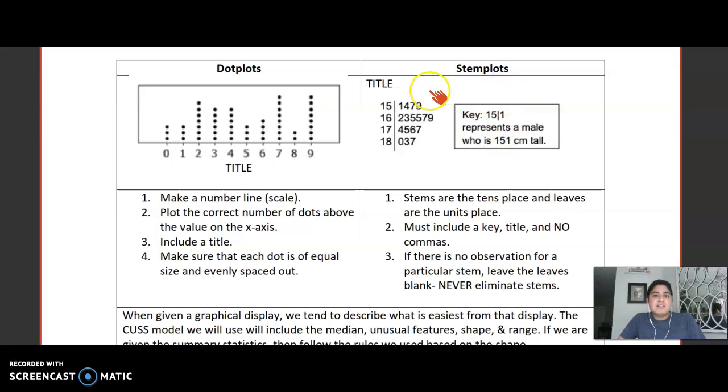Now, for stem plots, you'll need a title, you'll need your stems and your leaves, and you're going to need a key. Now, the tens places are going to be the stems, and the leaves are going to be the units place. So the way I'd read this is 151, 154, 157, 159, starting now in the next group, 162, 163. Now, we have to have a key and a title, and one weird thing about this too is that there's going to be no commas here. We're just going to put the numbers next to one another.